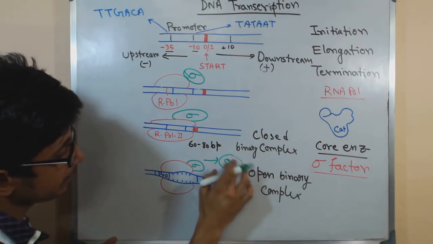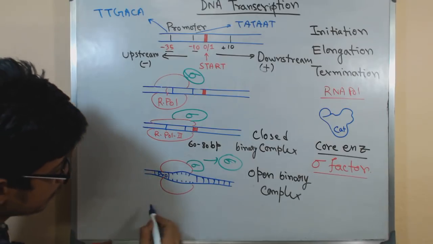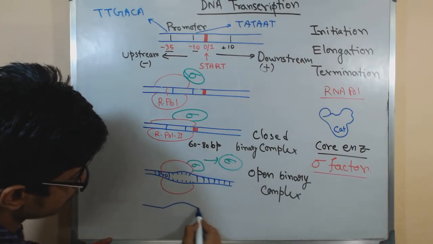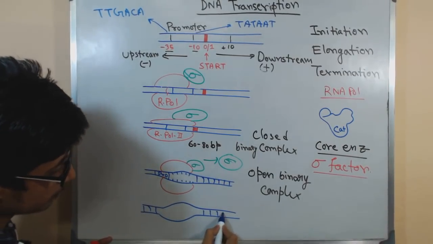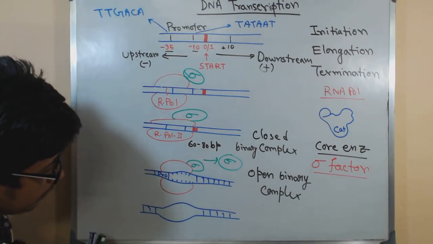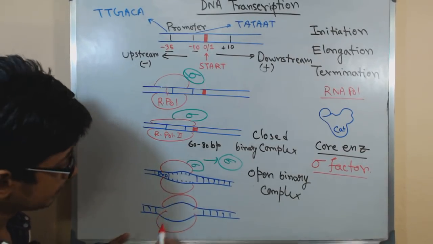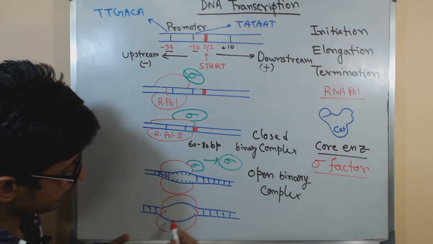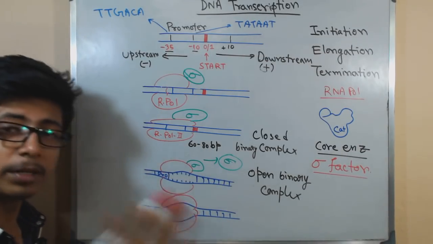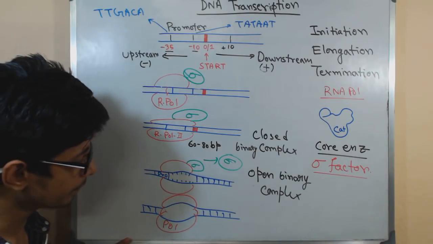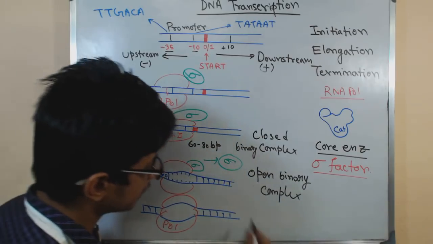Once the sigma factor is released, then what happens? It forms a lot bigger structure now. This is the polymerase now, right? So polymerase is in the right place here. Sigma factor is released, so now polymerase can initiate the transcription, right? And this complex is called the ternary complex.